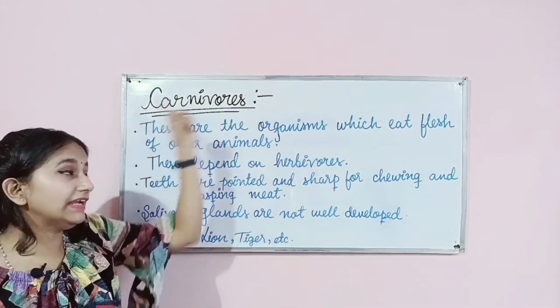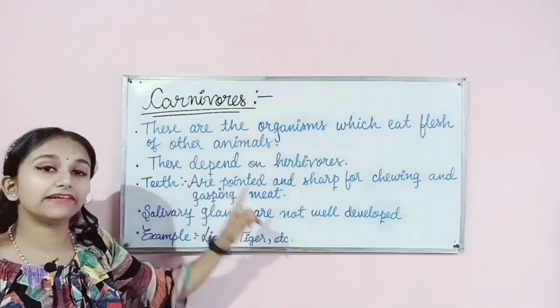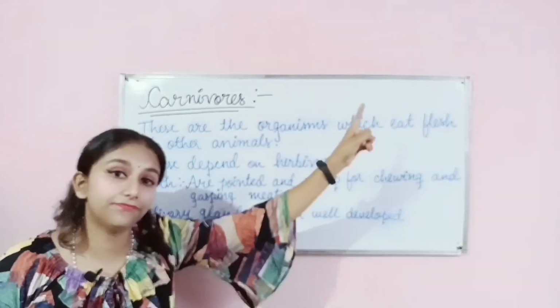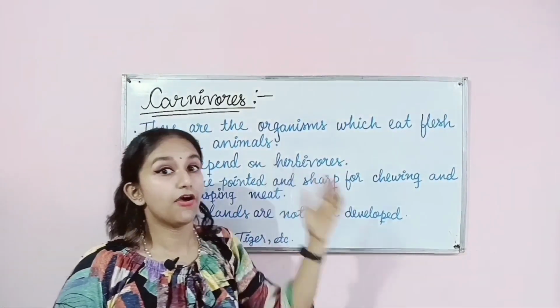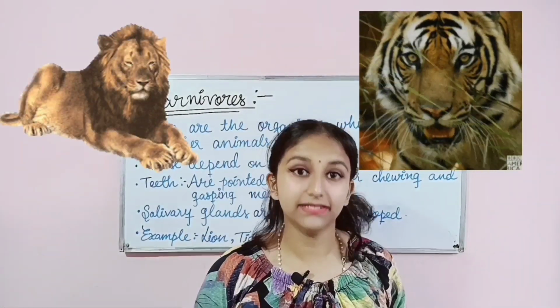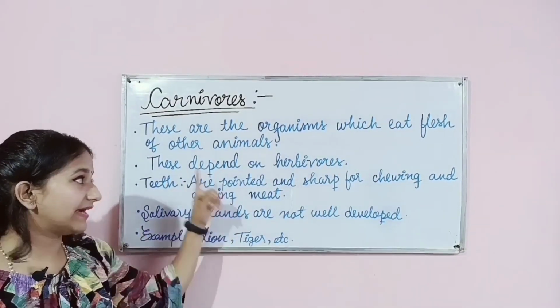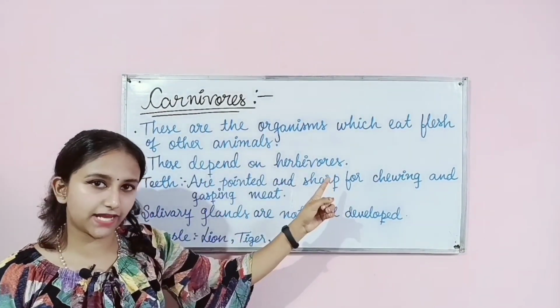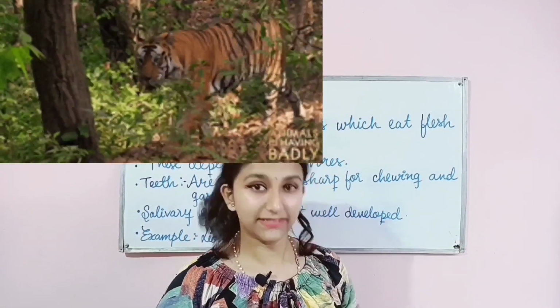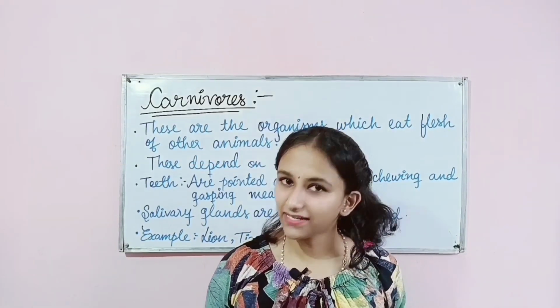Next is carnivorous organisms. These are the organisms that eat the flesh of other organisms. For example, lion, tiger and other animals. Carnivorous organisms are dependent on herbivorous organisms. For example, tiger eats deer. Deer is a herbivorous organism because deer eats only grass and other plants.